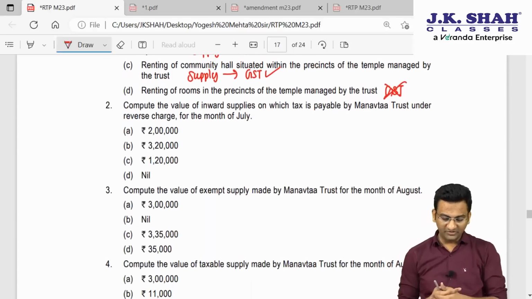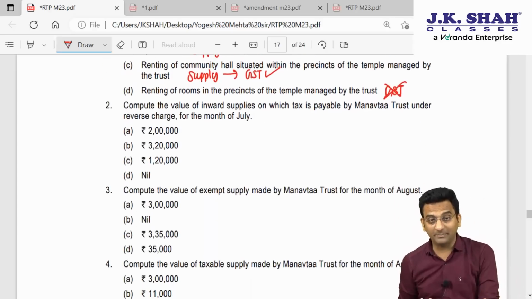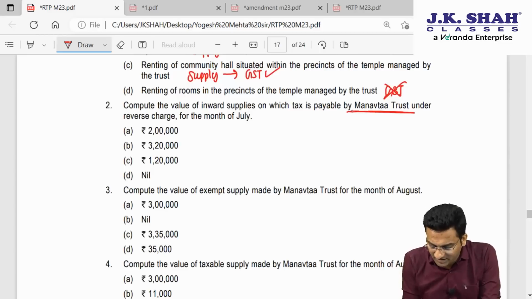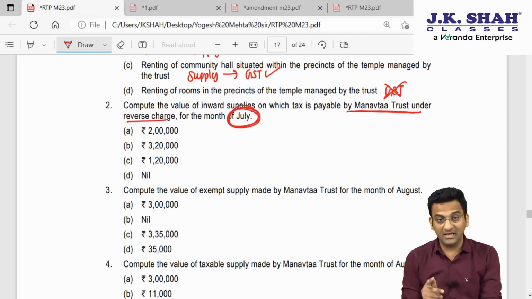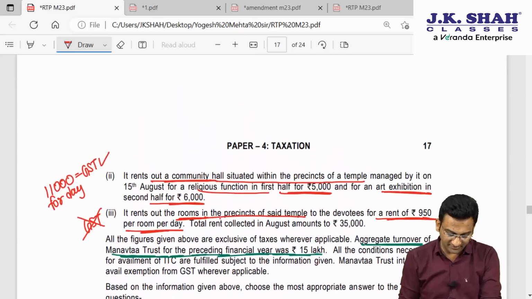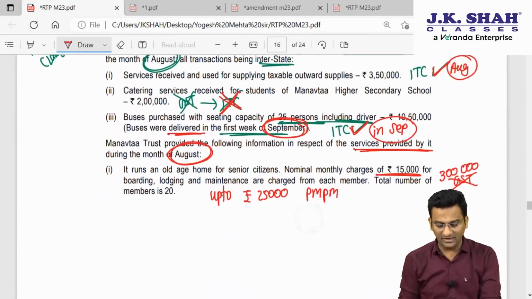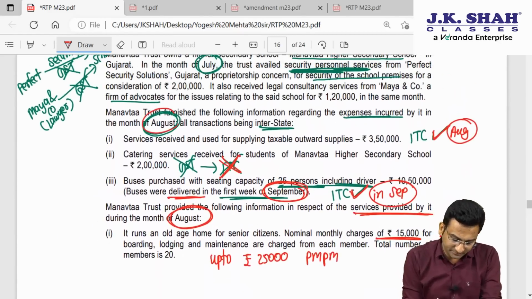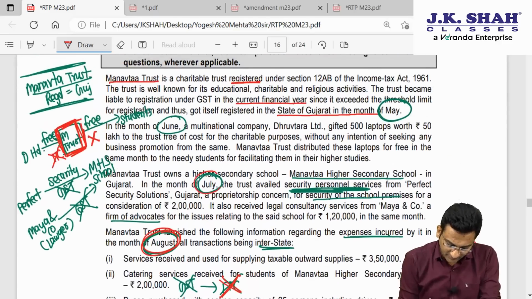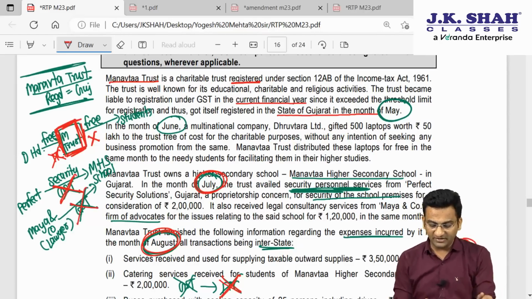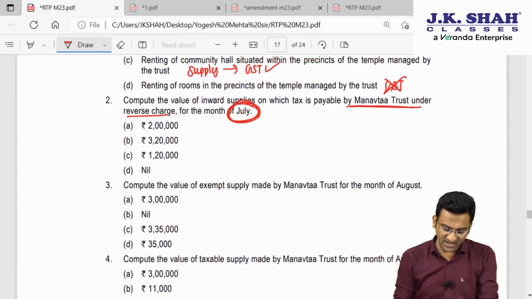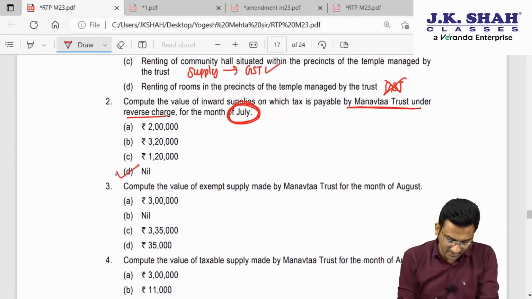Understood, friends? Now, second, compute the value of inward supply on which tax is payable by Manavta Trust under RCM in the month of July. You have to find out the RCM. So July, the last two paragraphs relate to the month of August. This was the month of July. Security personnel services are exempted, if you do remember, and lawyer services are exempted. So there is not even a single service on which RCM is applicable, friends. So the answer will be nil.